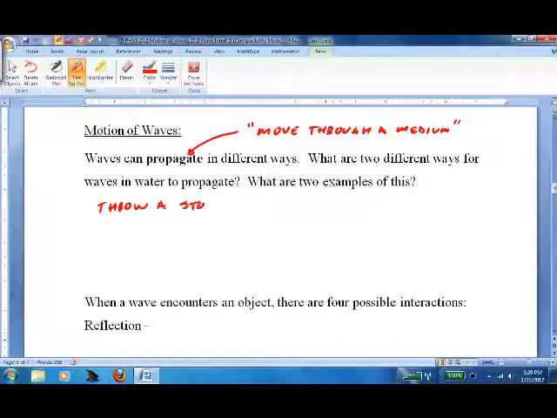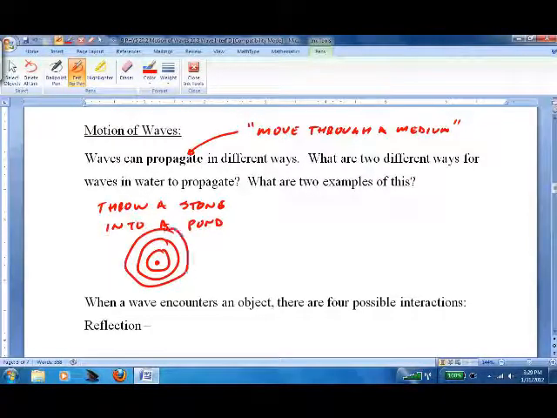When you throw a stone into a pond, it hits the water and sends out what we call circular waves.